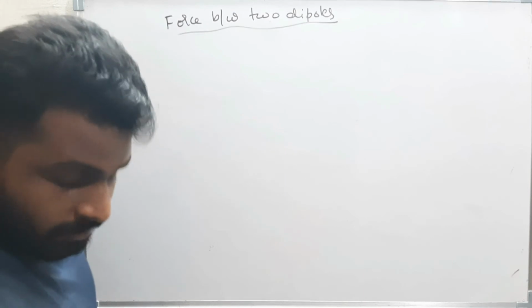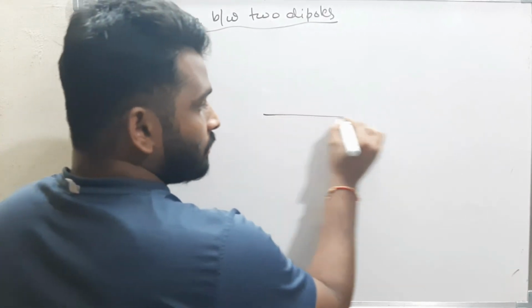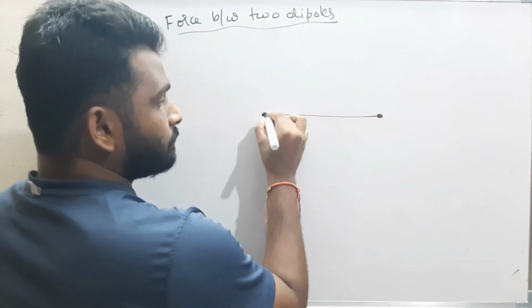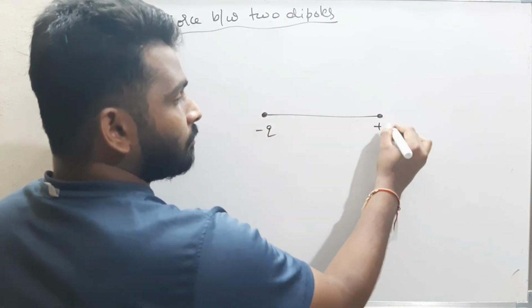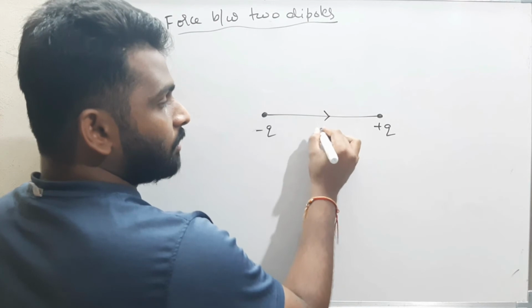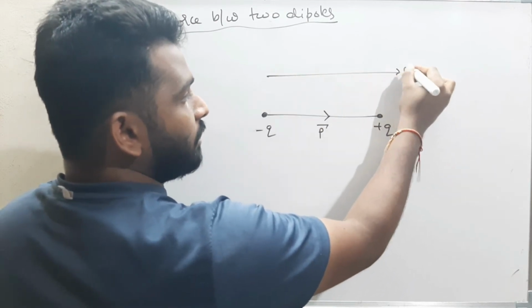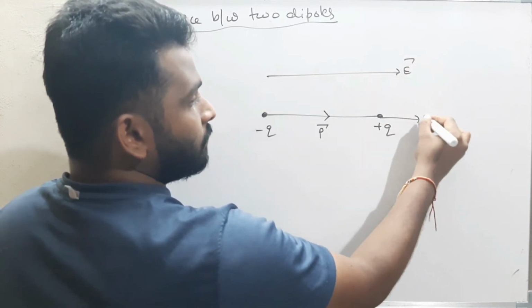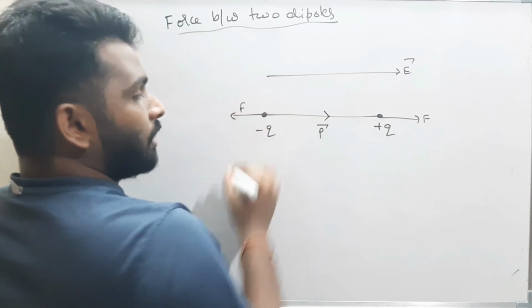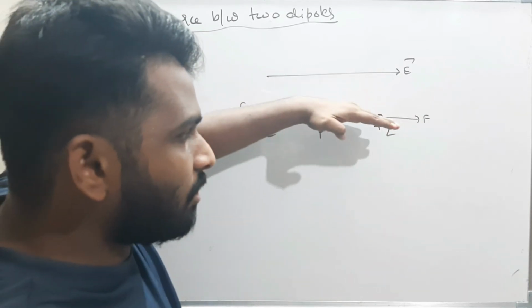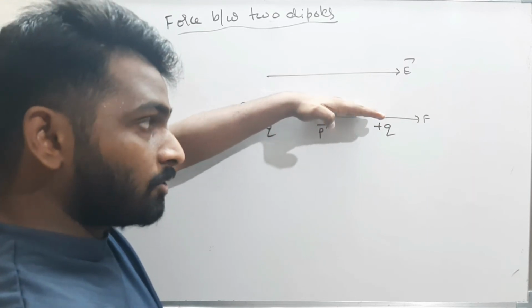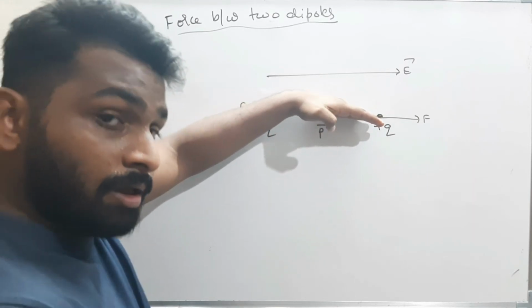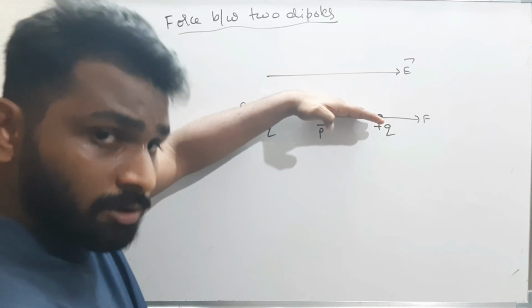Okay, now see here. Just now I told you. Negative charge, positive charge. This is the dipole moment direction. This is the electric field direction. This is the force F, and this is the force F. And if I rotate this one by a very small angle, what will happen? This will come back to its original position.